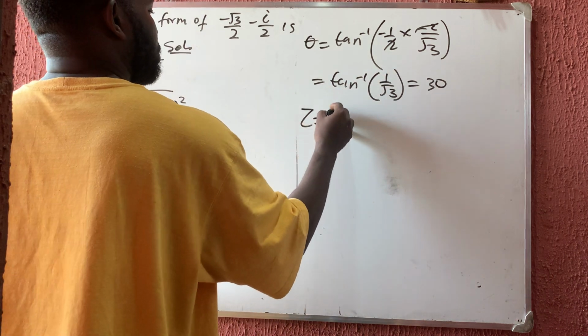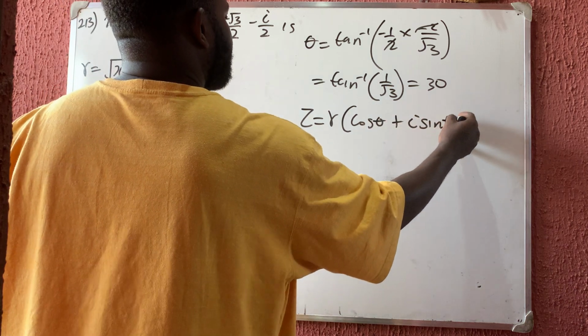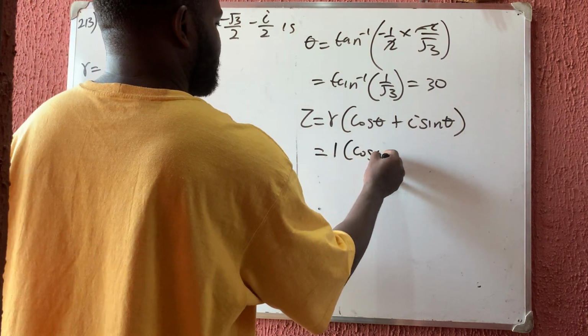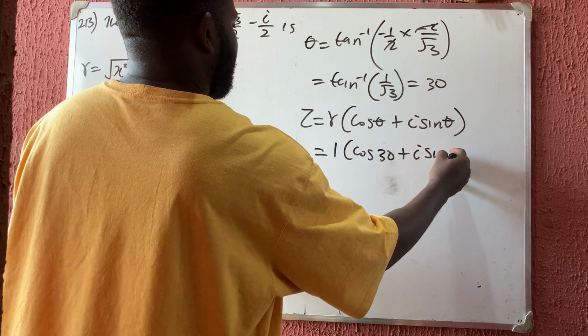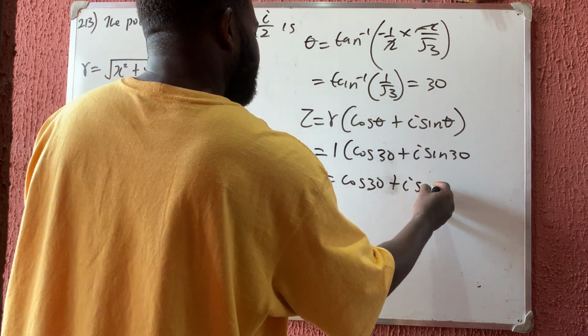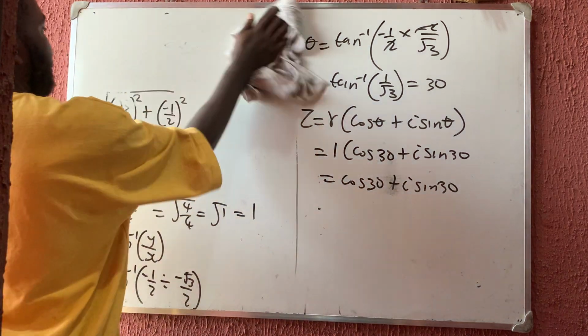So my z is equal to r in bracket of cos theta plus i sin theta. I got 1 in bracket of cos 30 plus i sin 30, which is simply cos 30 plus i sin 30. So that is that. We move to question number 214.